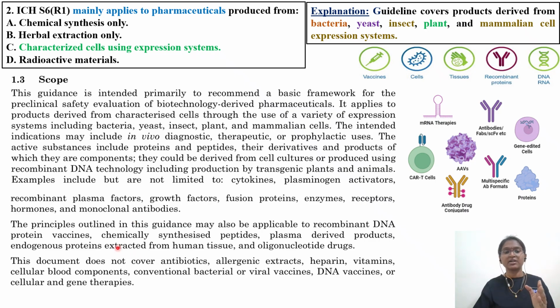Then next, the principles outlined in the guidance may also be applicable to recombinant DNA protein vaccines. This list is not exhaustive. In addition, there are recombinant protein vaccines and chemically synthesized peptides, so peptides also come under this one. Plasma-derived products, endogenous proteins extracted from human tissue, and oligonucleotide drugs. For oligonucleotides, we have a separate guideline; I think S3 or S13 or S12 is there. We'll discuss it in some other video also.